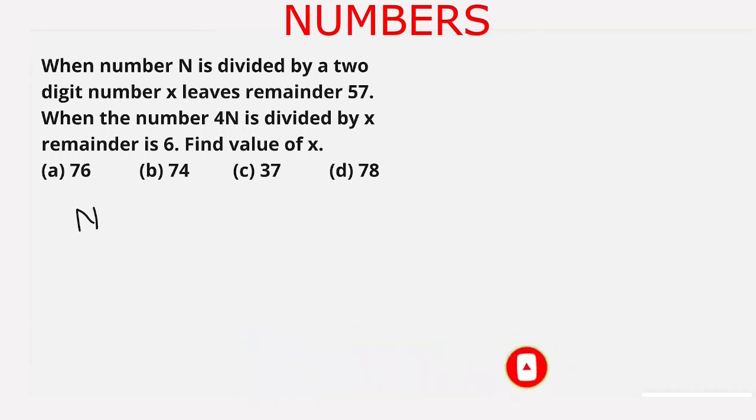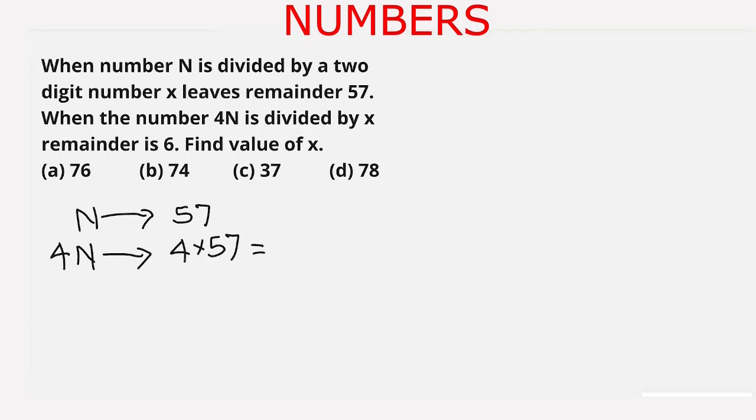When n is divided by x, the remainder is 57. Then 4n is divided by x, then the remainder will be 4 times 57, and 4 times 57 is 228. That is, 4 times 7 is 28 and 50 times 4 is 200. 200 plus 28 is 228. But the actual remainder is 6.